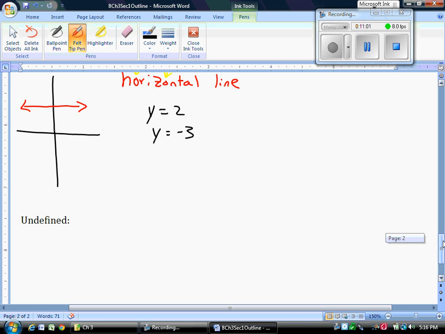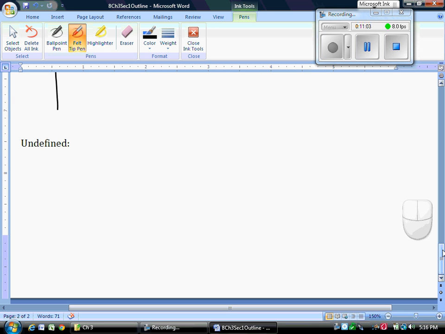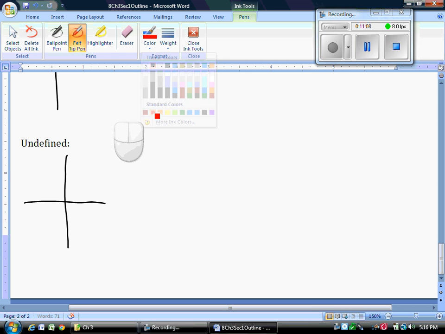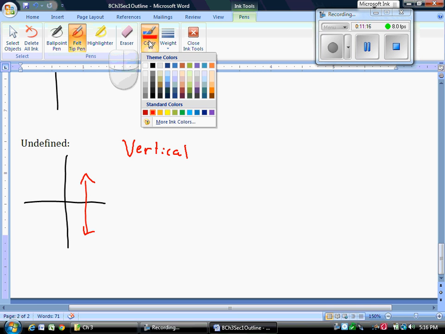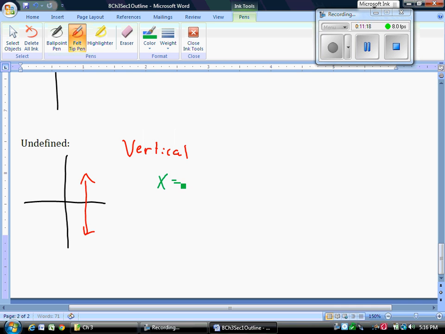And an undefined slope is going to be a vertical line. So if my graph is vertical, the slope is undefined. And equations like that will just be x equals some number, x equals 3, x equals -2. Okay? Those are examples of undefined slopes. So that's everything we need to know about slopes for Chapter 3.